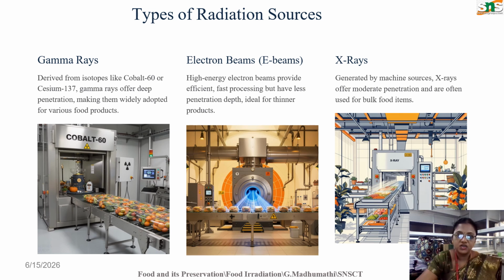Electron beams, or E-beams, use high energy electrons that provide efficient, fast processing but have less penetration depth. That is more ideal for products that are thin in nature. X-rays are mainly generated by machine sources. They offer moderate penetration and are often used to deactivate microbes in bulk food materials.